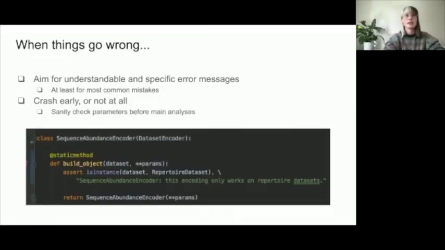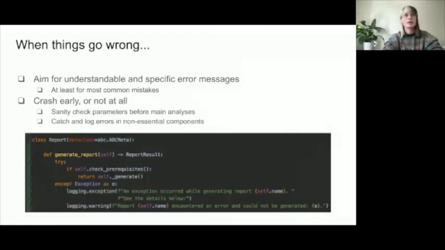So you want to sanity check all the parameters that the user has specified before starting to run the main analyses. In the case of immuneML, what we did is for all the components that the user can choose, like the different data representations and machine learning methods and reports, we have this build object method where we use assert statements to make sure that the input is correct, and then create an object if the input parameters are valid.